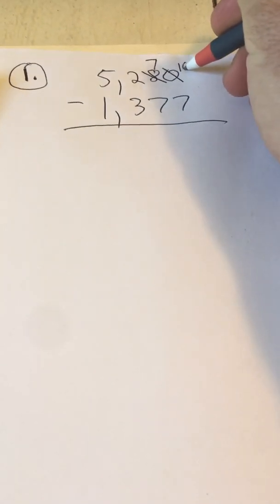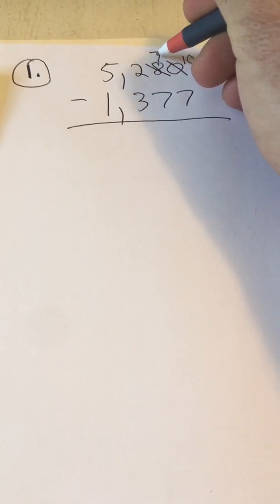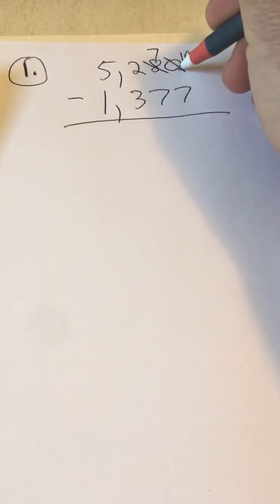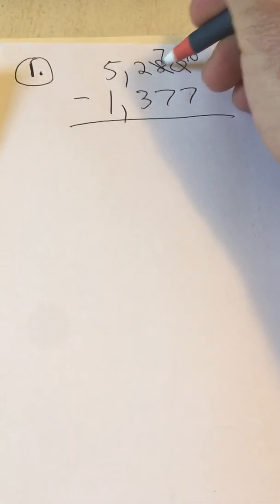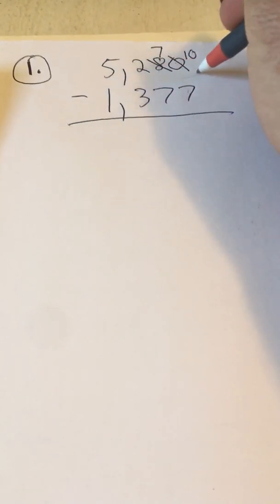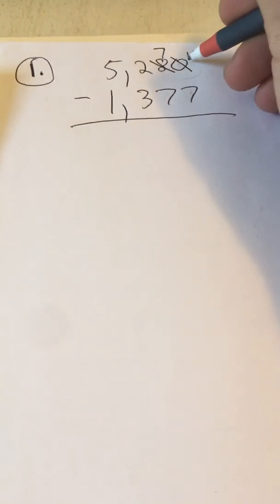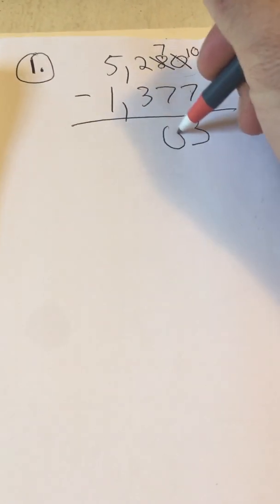Because like we talked about a few weeks ago, every place to the left is 10 times bigger. So one of these equals 10 of these. So since we can't subtract 0 minus 7, we're going to trade one of these for 10 of these. We're just trading. And this is the same value as it started with. Okay? But now we can subtract. So 10 minus 7 is 3. 7 minus 7 is 0.